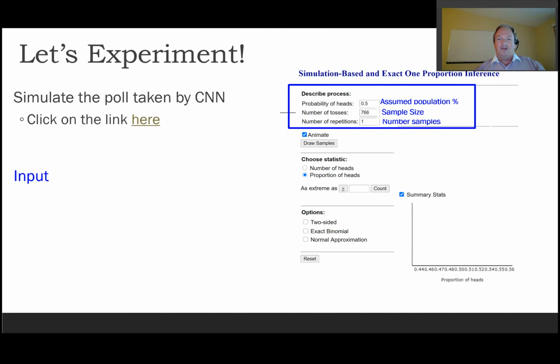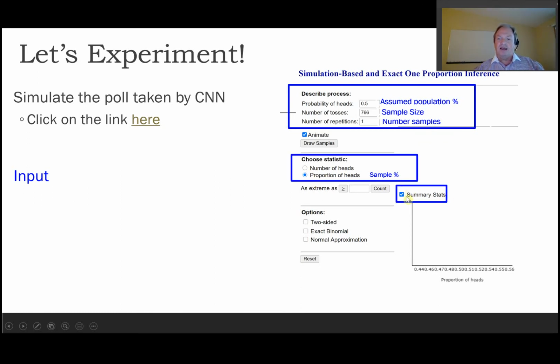I need to change a few other things. They're not essential, but it's going to help us visualize what's going on. I'm going to click on proportion of heads. In other words, this is going to give us the percentage of heads. Or in our case, translating it to the voting analogy, it's going to give us the percentage of voters in our sample that vote for Trump. The default is number. We want percentage.